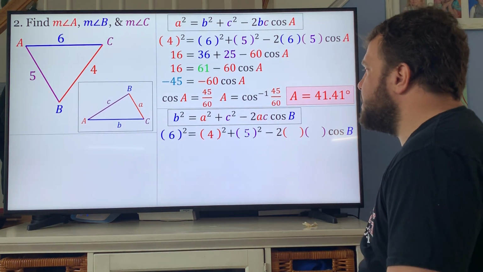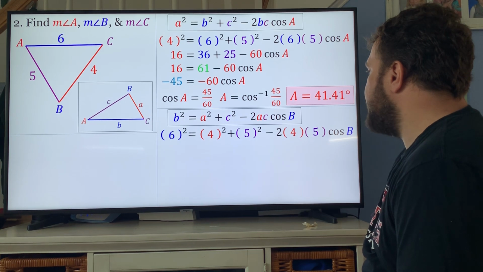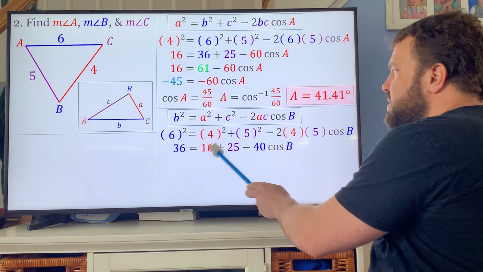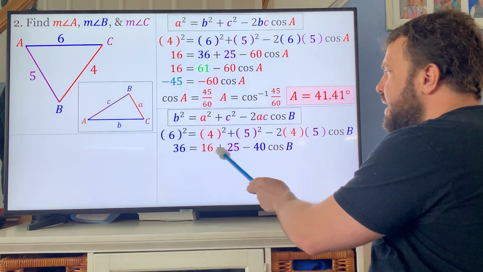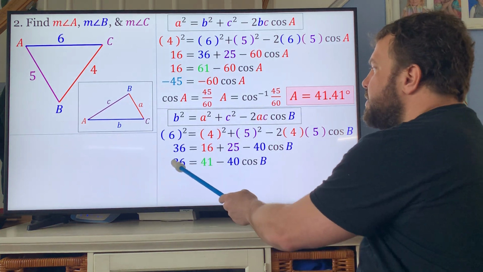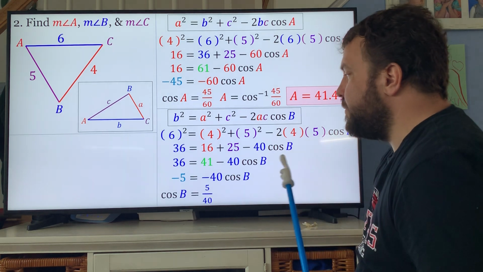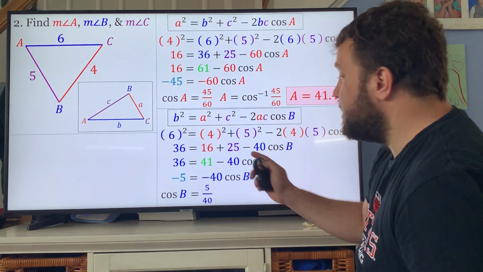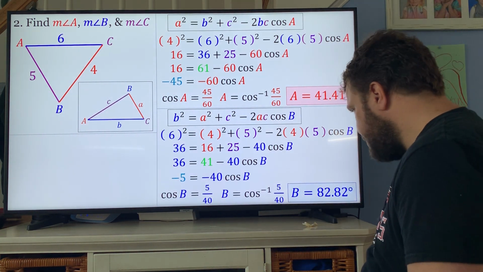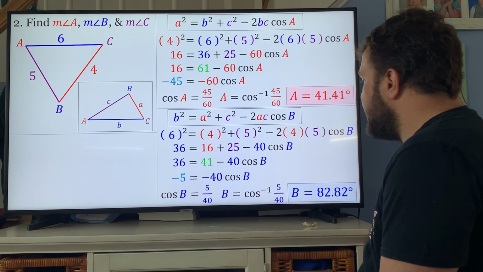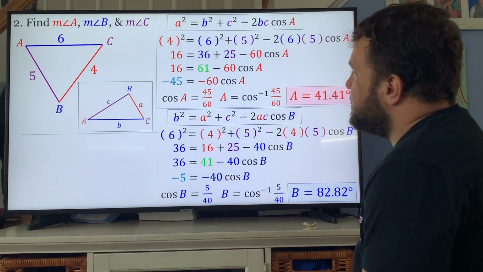6 squared, 4 squared, 5 squared, 2, 4, 5. 36 equals 16 and 25. You're just squaring them. Add these numbers together. You get 41. 36 minus 41 is negative 5. Divide by negative 40. 2 negatives equal a positive. Inverse, and you get 82.82. All right?